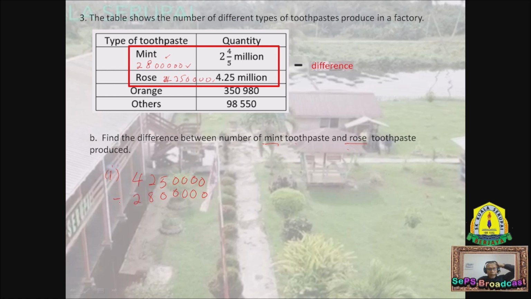Okay, so we have to subtract again. We have to subtract this number. 0 minus 0 is 0, 0 minus 0 is 0, and then 5 minus 0 is 5. 2 minus 8 cannot, so we have to borrow from here. 12 minus 8 is 4, and 1 minus 1 is 0, so the difference is 1,450,000. Okay, one more thing I would like to remind you.